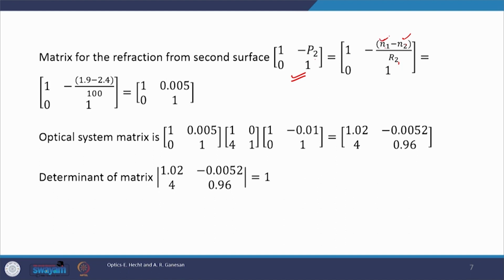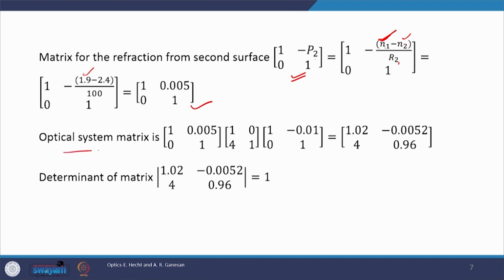Sorry, N1 is not the refractive index of air, since the lens is not kept in air, it is kept in a liquid of refractive index 1.9. Therefore, we will replace N1 not with 1, but with 1.9. We always have to keep this in mind, and finally we get the expression of the second refraction matrix.